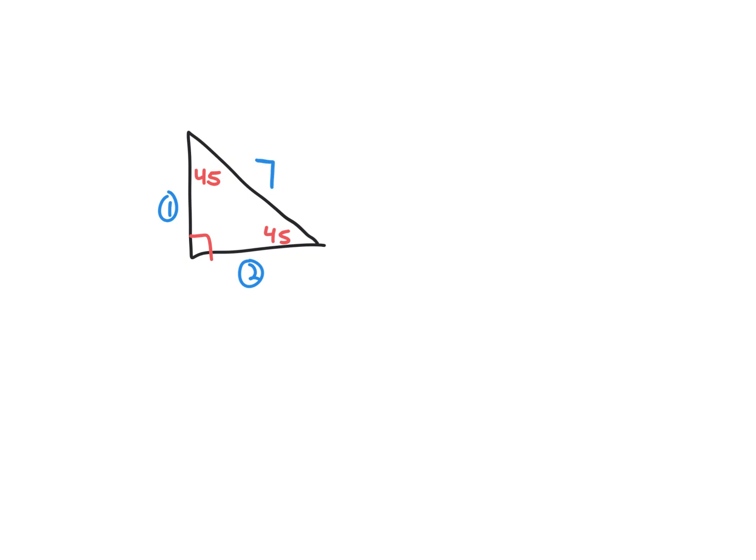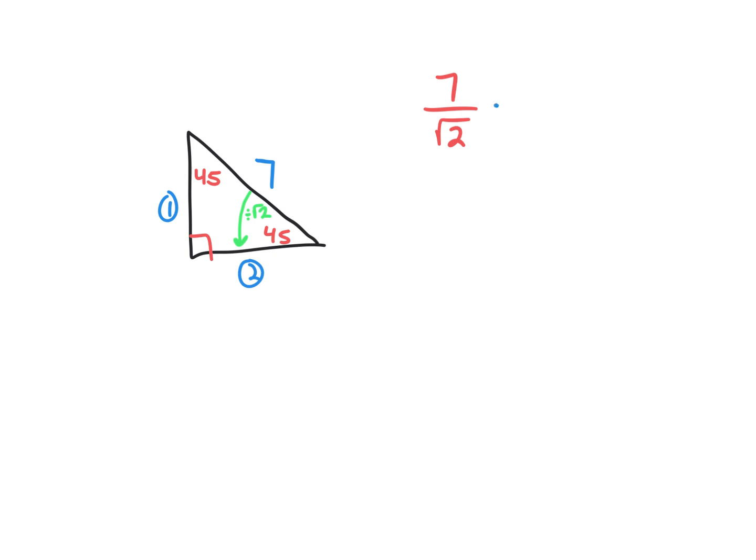Okay, so how do I go back, or how do I go from the hypotenuse back to a leg? Divide by that square root of 2. Yep, what our diagram tells us. So I'm going to take 7 divided by square root of 2. Can I leave that as my answer? No, what do we have to do with that?